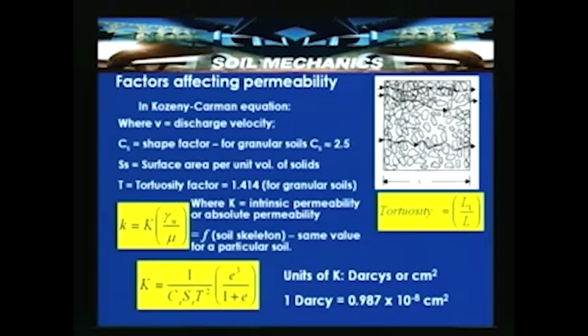So, here the capital K indicated in this equation is nothing but 1 by Cs, Ss, T square, and e cubed by 1 plus e. Here the units for K are indicated as Darcy's. 1 Darcy is equal to 0.987 into 10 to the power of -8 centimeter square. So, the absolute permeability units are centimeter square or Darcy's.